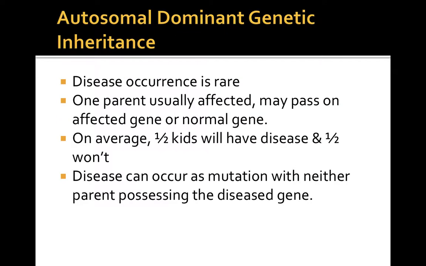Huntington's disease is an example of an autosomal dominant disease. It's also known as Huntington's chorea. It's caused by degeneration in the cerebral cortex and the basal ganglia. The defect is on chromosome 4. It's progressive in nature, with onset usually evident between 25 and 55 years of age.